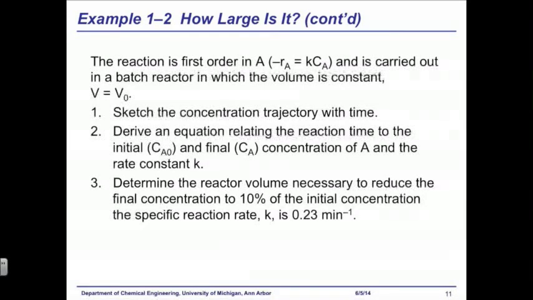Our three tasks will be: 1. Sketch the concentration trajectory with respect to time. 2. Derive an equation relating the reaction time to the initial and final concentration of A and the rate constant k. And finally, determine the reactor volume necessary to reduce the final concentration to 10% of the initial concentration, and the specific reaction rate, k, is 0.23 minutes to the negative first power.